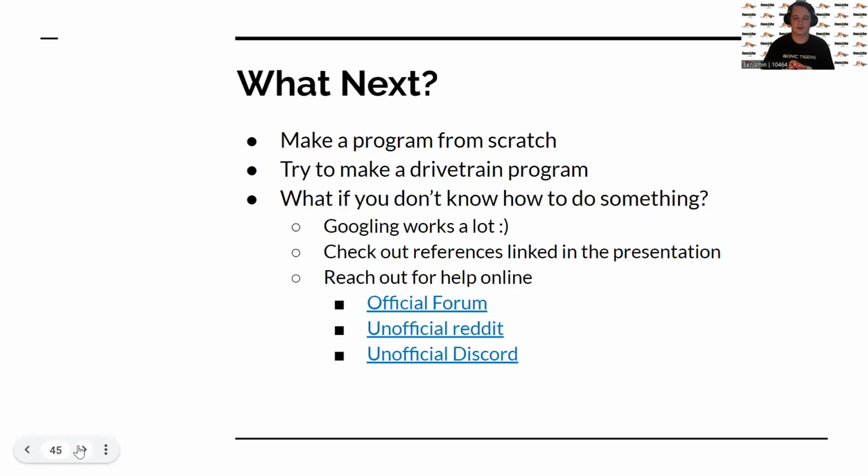You can check out references that we linked in this presentation. You can reach out for help online. There's an official forum, there's an unofficial Reddit, and there's an unofficial Discord, which are all great resources if you need help with not just programming, but build related things, business and outreach related, all kinds of stuff like that.